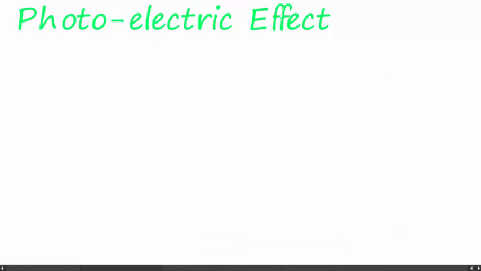Okay, now let's talk a bit about the photoelectric effect. The photoelectric effect is something that Einstein discovered and actually won a Nobel Prize for. The photoelectric effect is the property that light has and metals have.